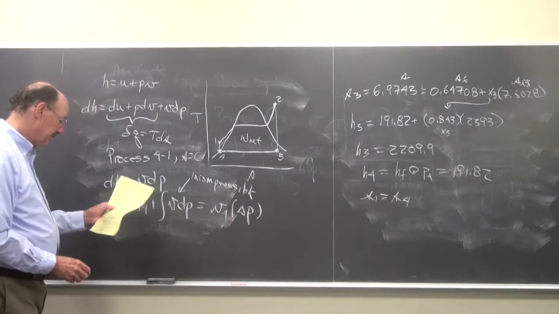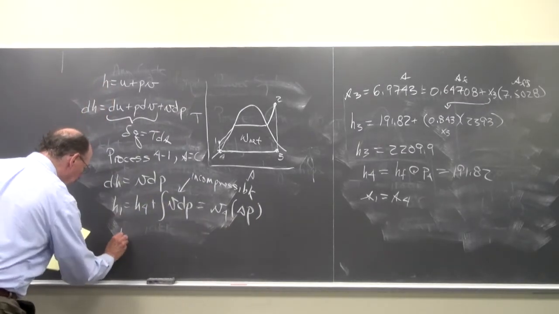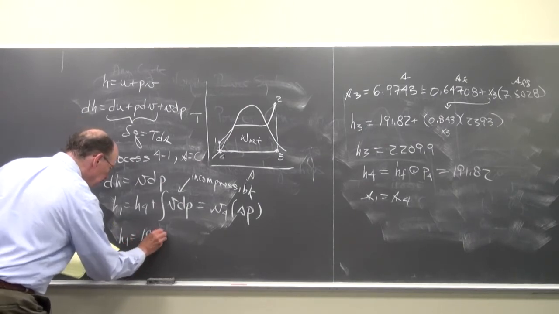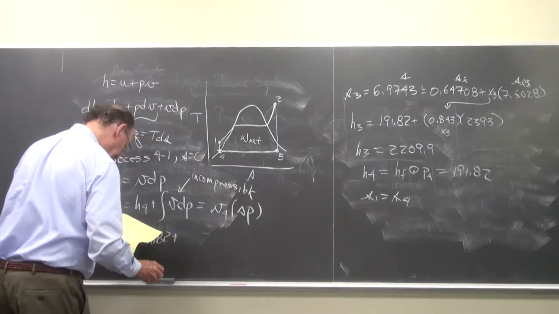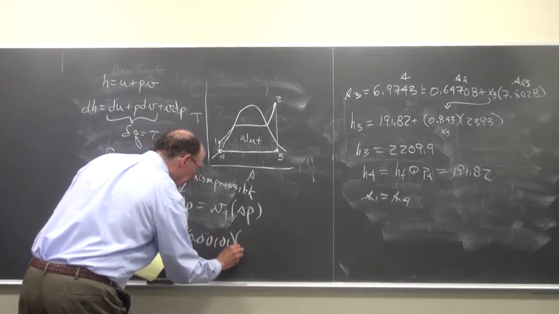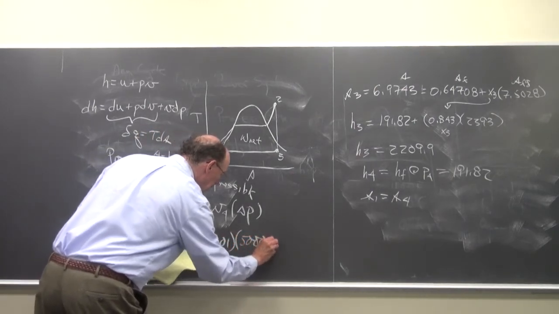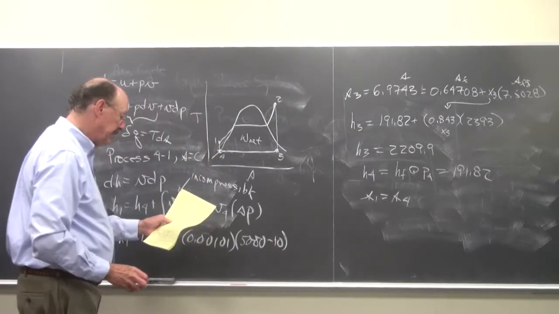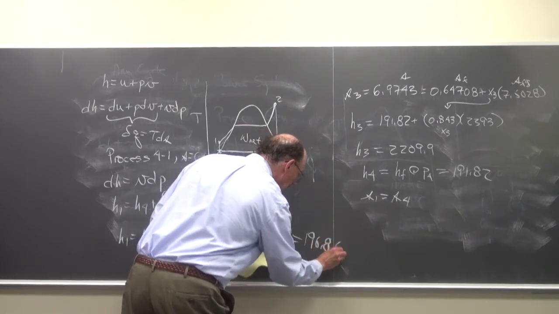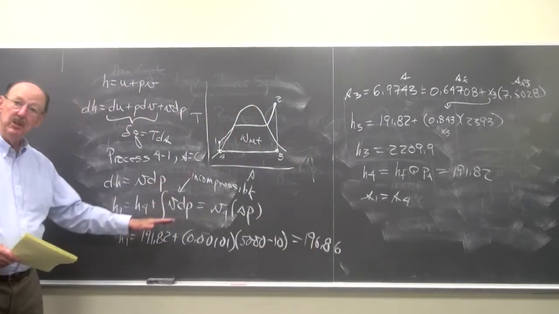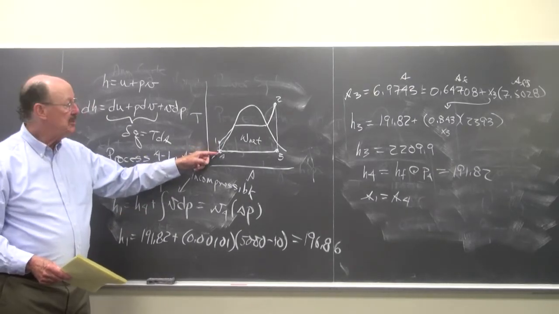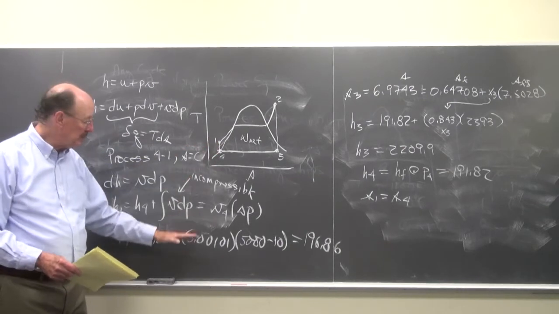With that, if I substitute in, I have that H1 is equal to 191.82 plus 0.00101 times 5,000 minus 10. And that's equal to 196.86. So you're going to be using this method to find state 1, which is the discharge from the pump. We're going to be doing that all the time.